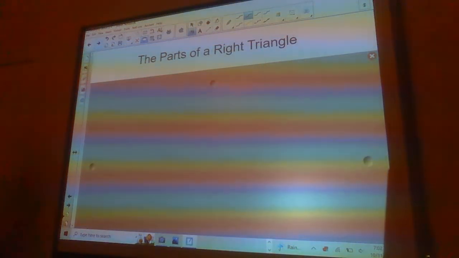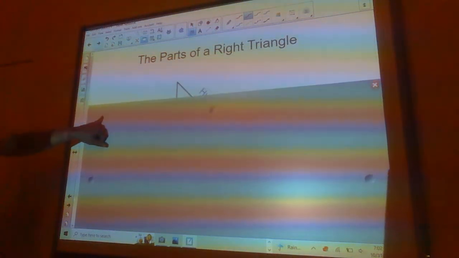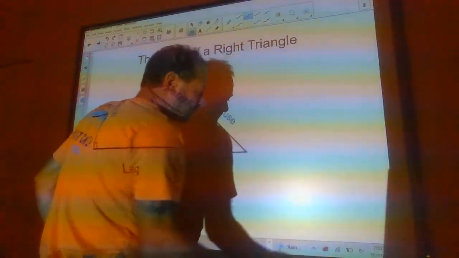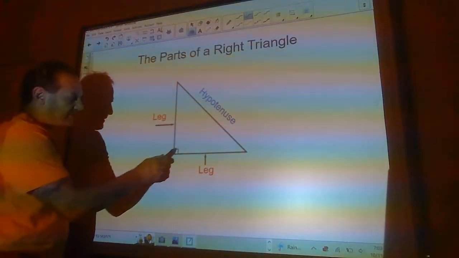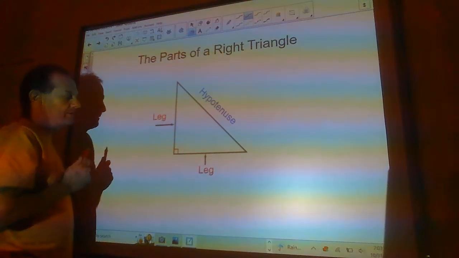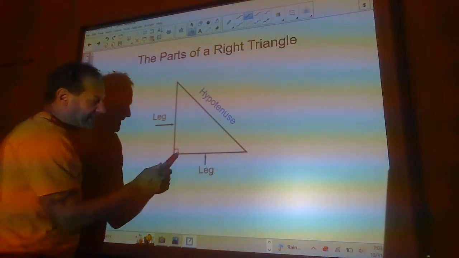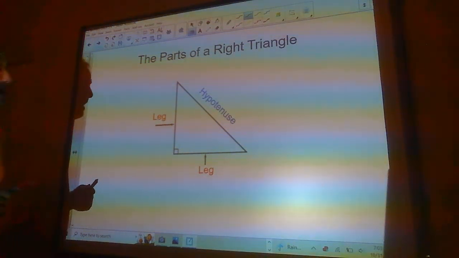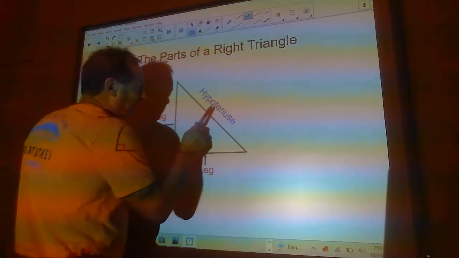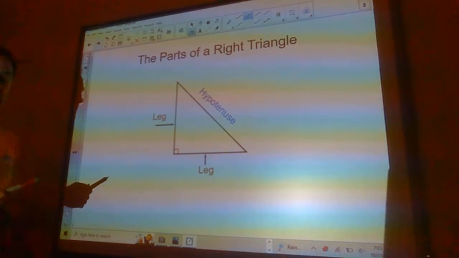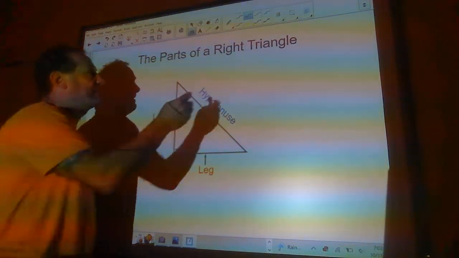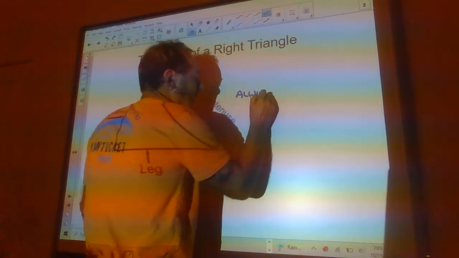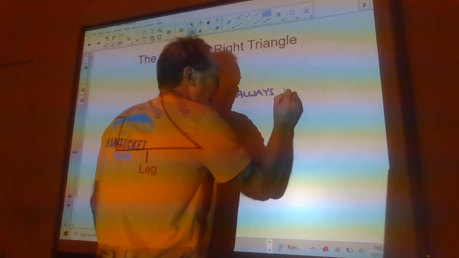Okay, the parts of a right triangle. Notice we've got the 90-degree angle right here. The two sides that meet at the 90-degree angle are called the legs. The other side is called the hypotenuse. The hypotenuse is always the longest side of the triangle.